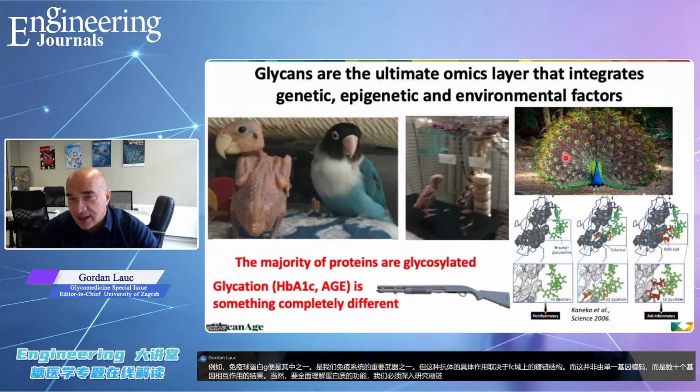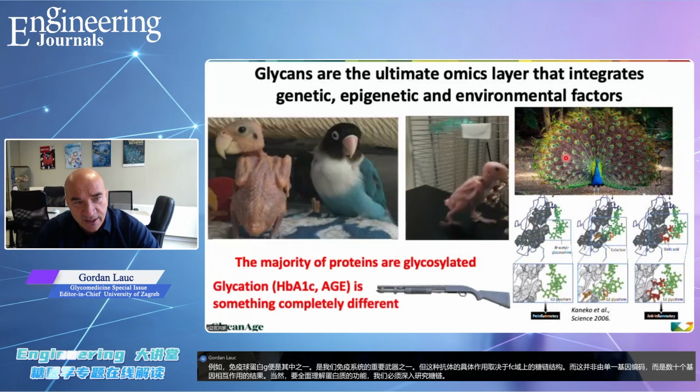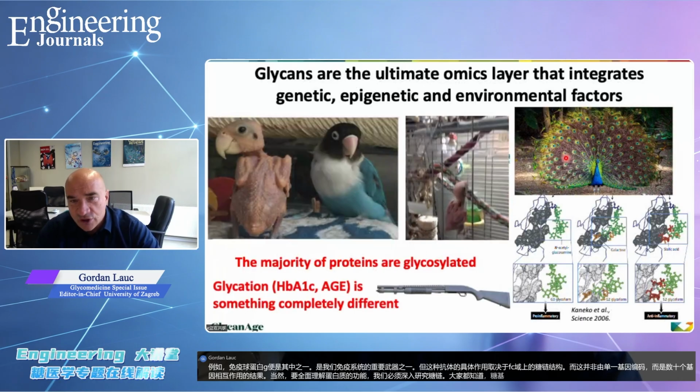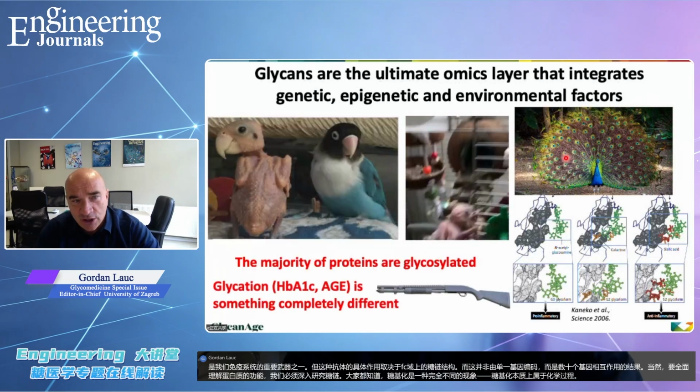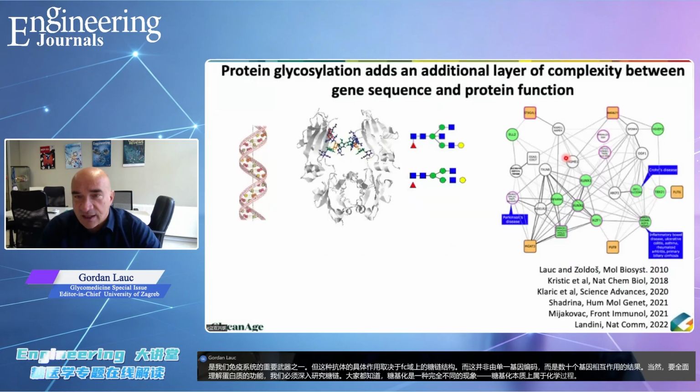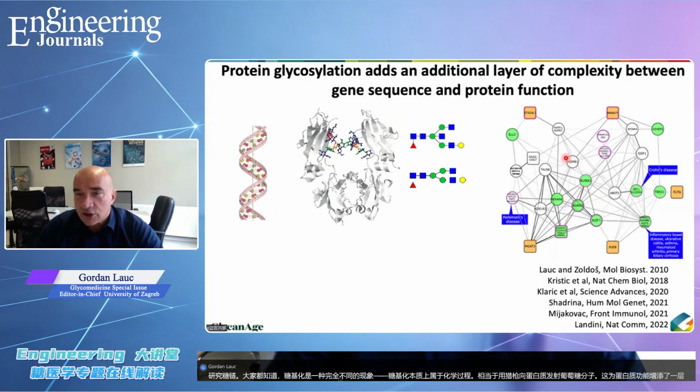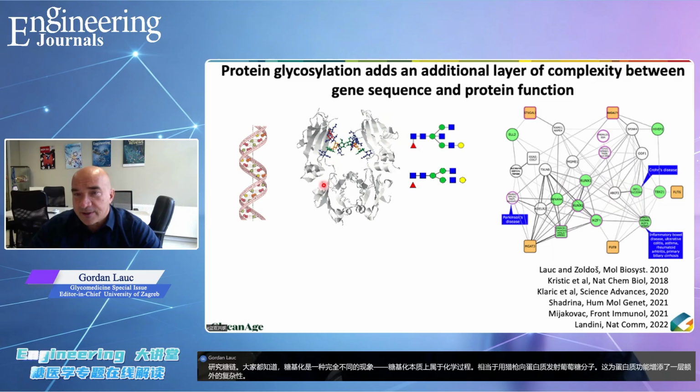And you all know that glycation is something completely different. Glycation is the chemical damage of glucose, like taking a shotgun and firing at the proteins. Glycosylation is an additional layer of complexity. So the polypeptide part is encoded by a gene. This is the evolutionary wisdom from billions of years. We don't want to change it.